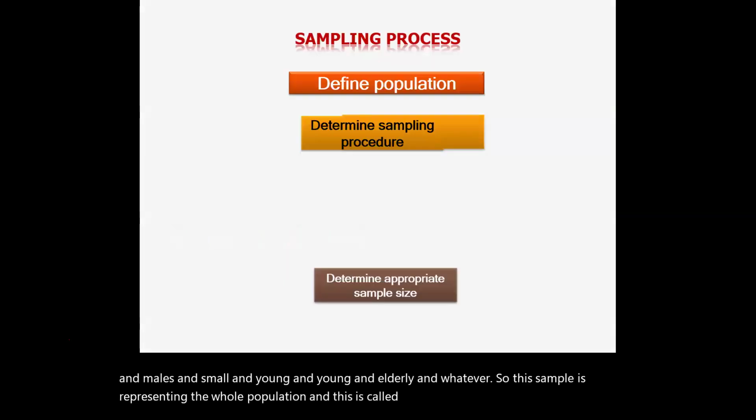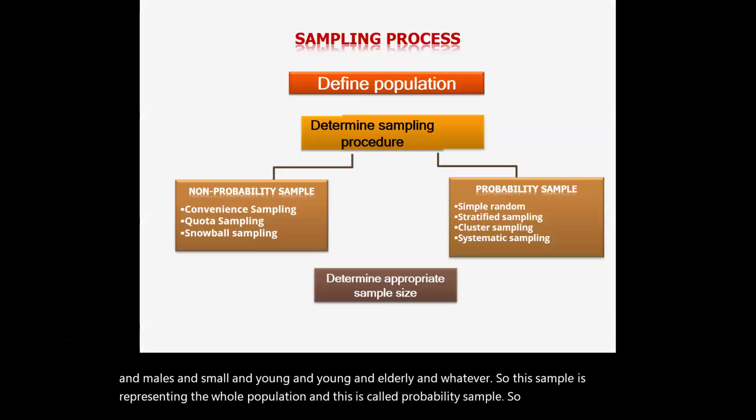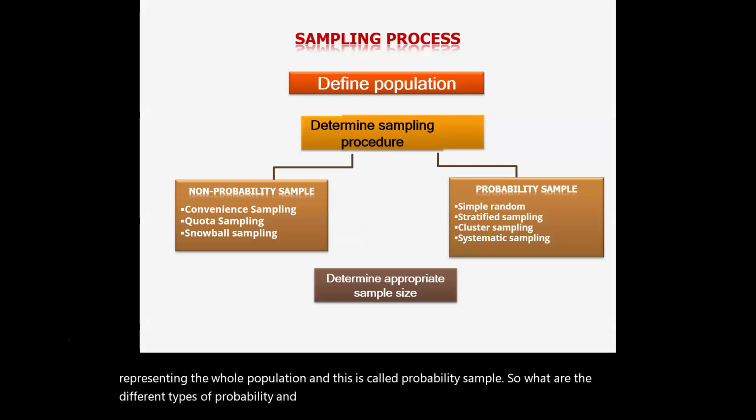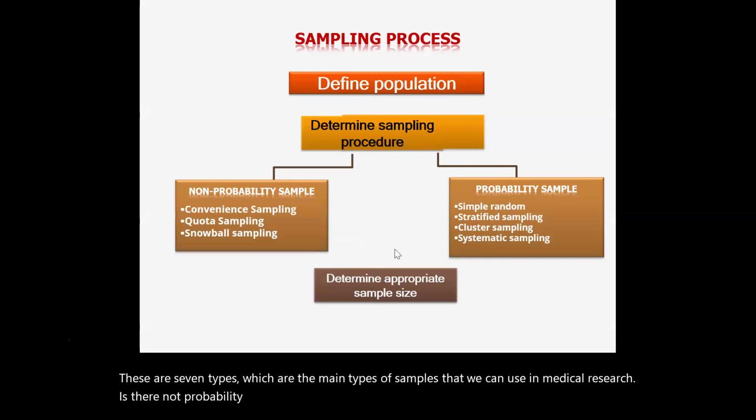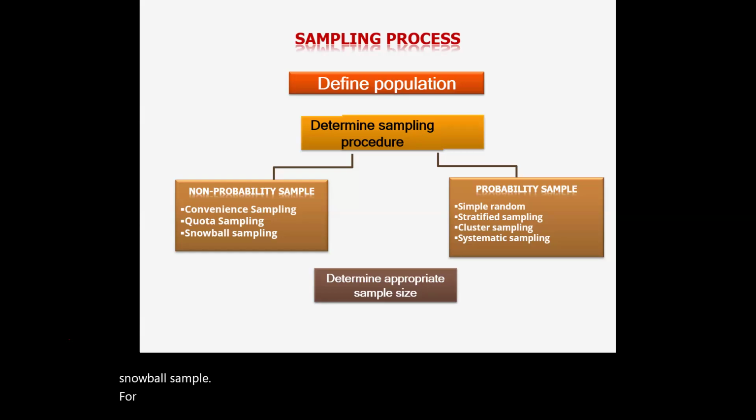So what are the different types of probability and non-probability sample? These are 7 types, which are the main types of samples that we can use in medical research. In the non-probability types, we have the convenience sample, the quota sample, and the snowball sample. For the probability sample, we have the simple randomization, the stratified sample, the cluster sample, and the systematic sample.